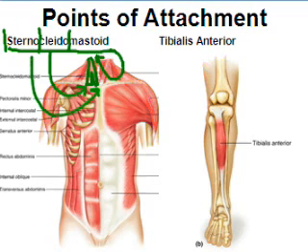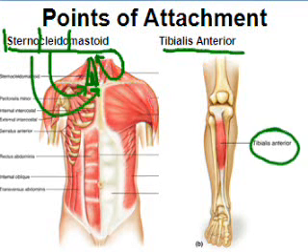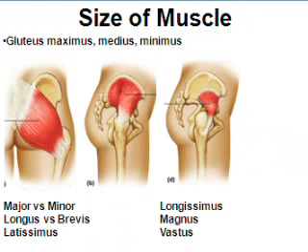All right, another point of attachment, if you look at the tibialis anterior, that's this muscle, and you can see that it's kind of like location and attachment. It attaches to the tibia right here, just proximally to the tibial tuberosity, and it's on the anterior side of the tibia. All right, lastly, the 7th way that muscles are named is by their size.